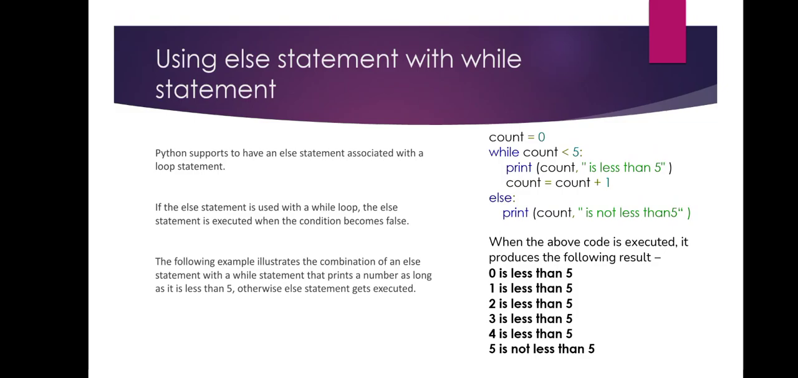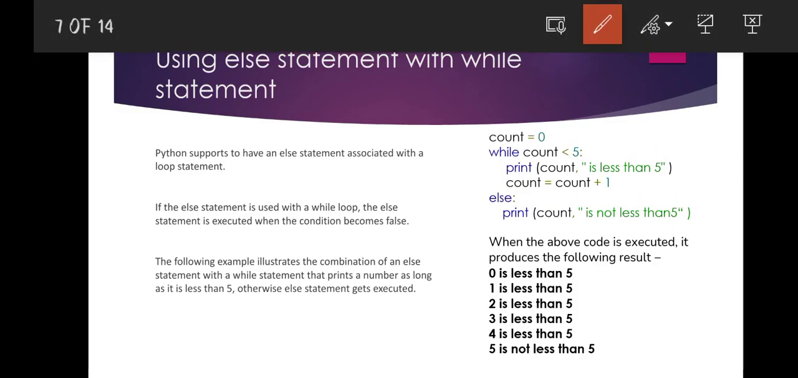This is the example of while loop. Here count = 0, and we assign the count value as 0 initially, and while count < 5. Count less than 5 means 0 is less than 5. When 0 is less than 5, it will print the count is less than 5. So 0 is less than 5, the condition is true. Then it executes the inside of the loop. So 0 is less than 5, and later it is incremented by 1. 1 is less than 5.